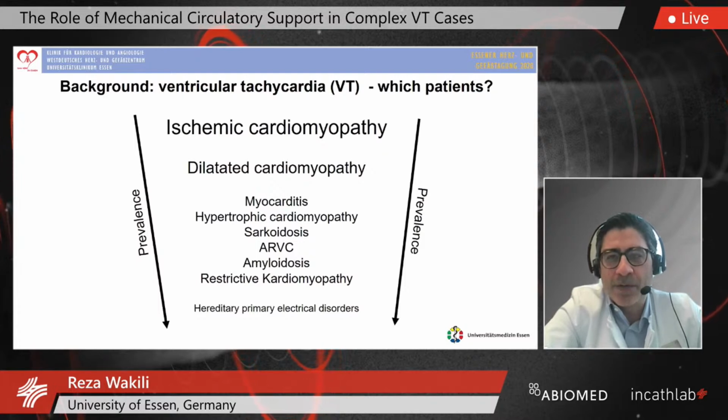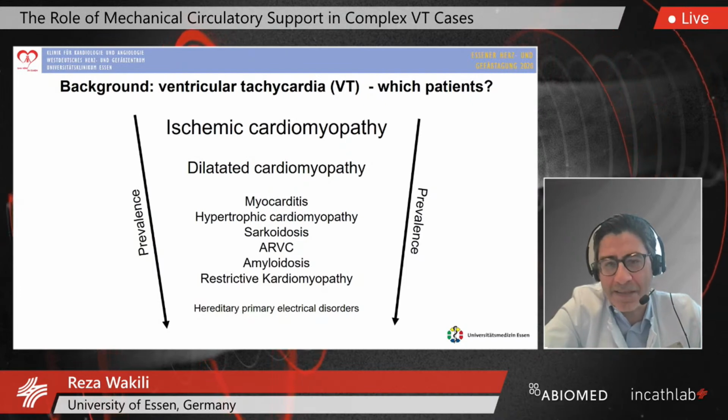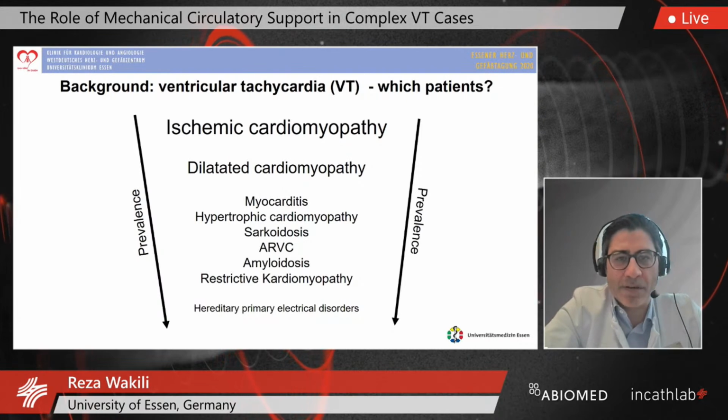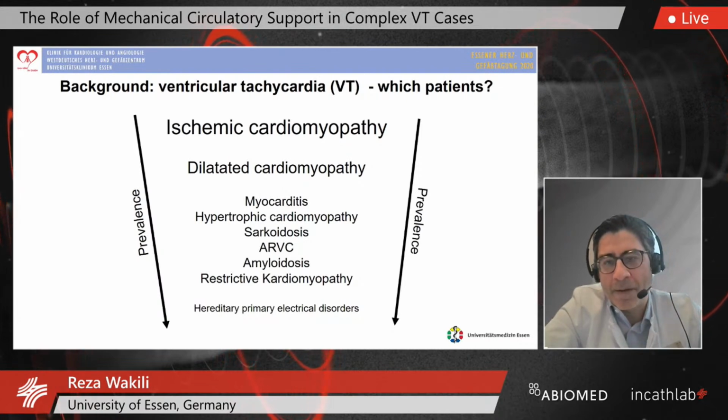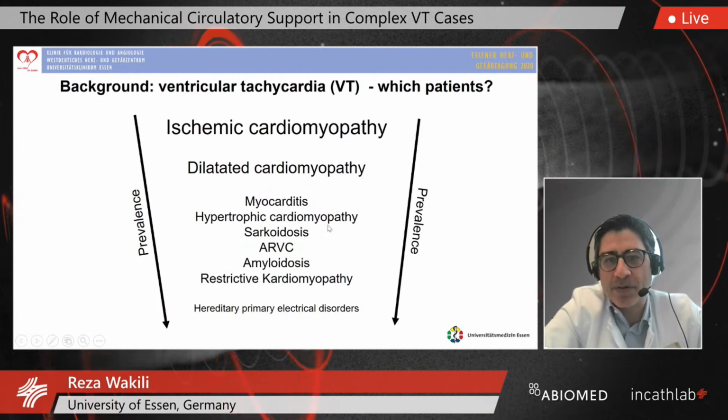So the question is, which patients are we actually talking about? Patients coming with ventricular tachycardia. And you see there are many entities which lead to a ventricular tachycardia. I think the broad population are the patients with ischemic cardiomyopathy, then dilated cardiomyopathy. Then we have some patients after or during myocarditis, hypertrophic cardiomyopathy, sarcoidosis, ARVC, amyloidosis, restrictive cardiomyopathy, and hereditary primary electrical disorders, going down here with prevalence.